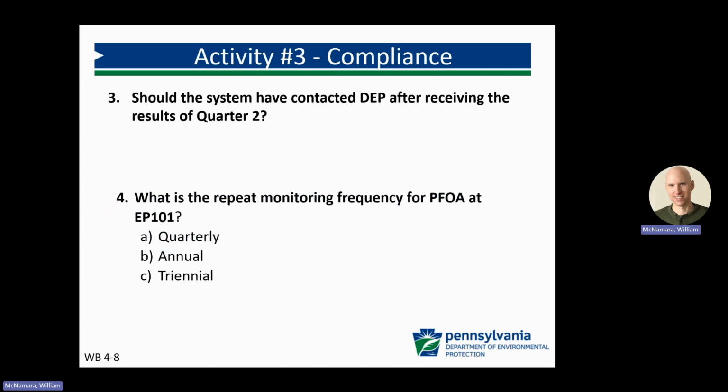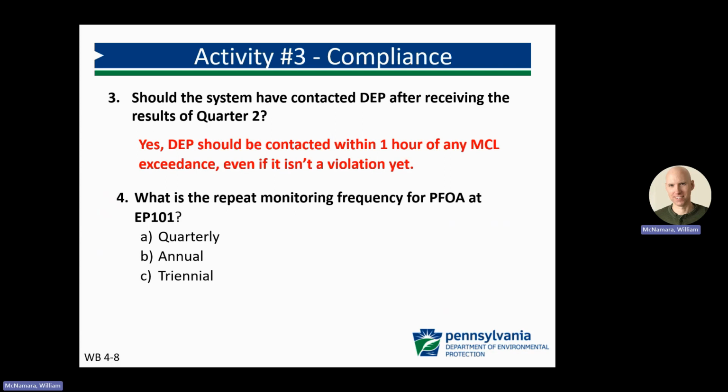All right, question 3. Should the system have contacted DEP after that second quarter result? Yes. DEP should be contacted within 1 hour of any exceedance, even though at that point there wasn't any kind of violation yet. It was an MCL exceedance, so you're contacting DEP.